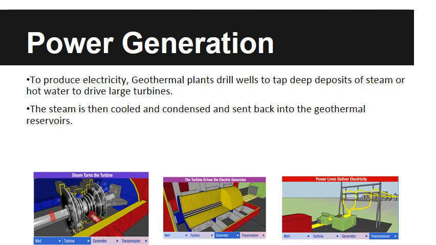As I just mentioned, there are different ways geothermal energy can be used: power generation, direct use, and ground source heating and cooling. In power generation, to produce electricity, geothermal plants drill wells in order to tap deep deposits of steam or hot water to drive large turbines to power generators that will essentially then produce electricity. Then the steam is cooled and condensed and sent back into the geothermal reservoirs.